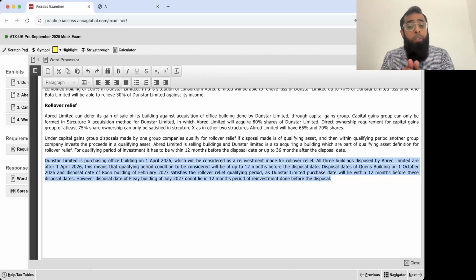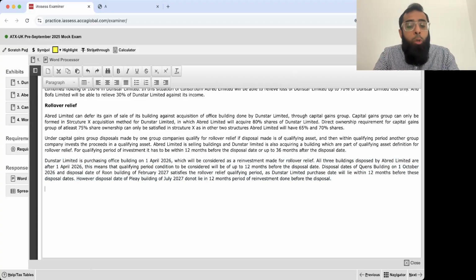Ideally, you should dispose and then reinvest within 36 months. But what some people do is that they first buy a replacement asset to be safe. So that's why the tax department has allowed that pre-12 month period. Fair enough. We will be using that pre-12 month period. October 26, pre-12 month, you have already invested in April 26, fair enough. February 27, pre-12 month, April 26 lies within it, because from February 27, if you go back 12 months, it's February 26. But from July 27, if you go back, it will be July 26. April is more than 12 months.